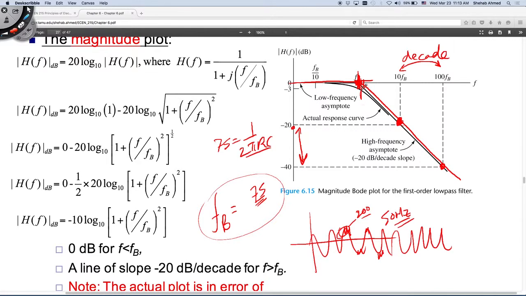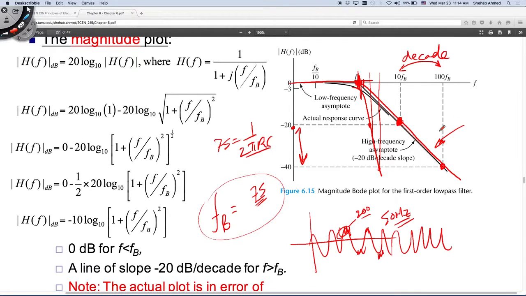It will be useless, something like that. But how about if I'm able to make this change from 20 dB per decade to, in this case, 20 dB per maybe octave, right? Then this filter can attenuate signals much more sharply than a filter like this, right?